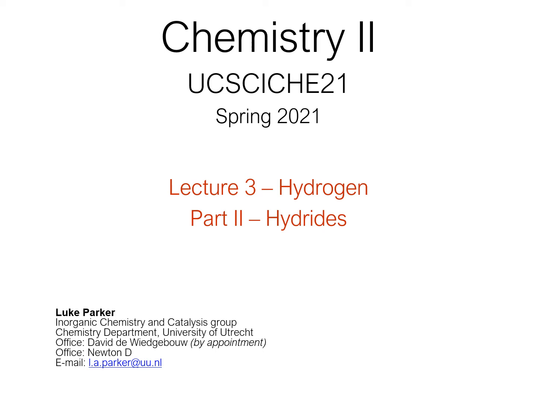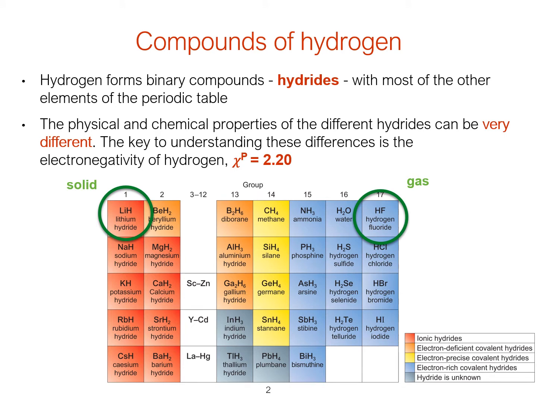So welcome to part 2 of our lecture on hydrogen, and this will be the main body of the lecture, the longest video, because now we're going to be looking at hydrides, and these are the compounds that hydrogen makes with most other things in the periodic table. So hydrogen can form what's called a binary compound, so a compound that consists of just two elements, with pretty much everything else on the periodic table.